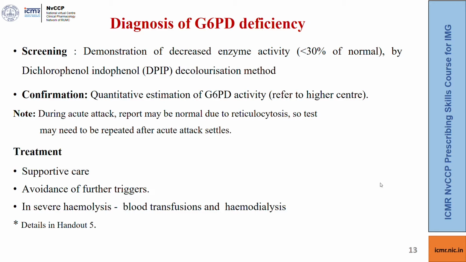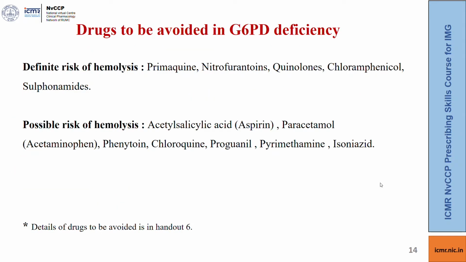The management of an acute attack would comprise of supportive care, avoidance of further triggers, and in case of severe hemolysis, blood transfusion and hemodialysis may be needed. You may refer to details about G6PD provided in the handout. What I would like to focus more on is that drugs with a definite risk of hemolysis should be avoided in these patients.